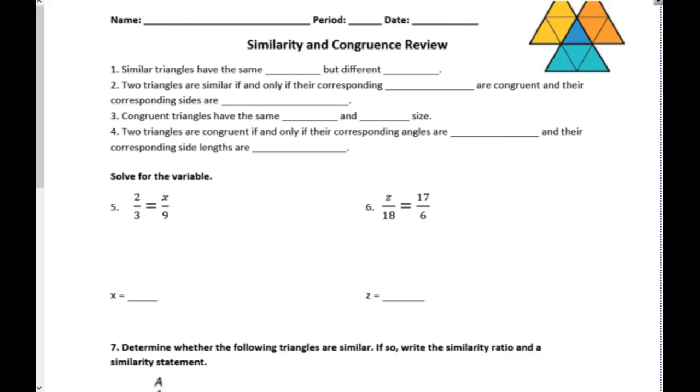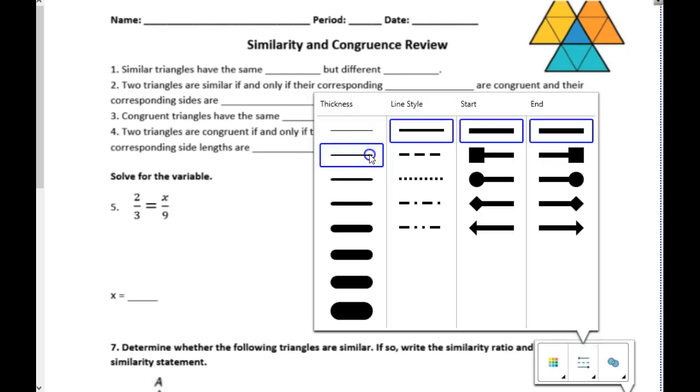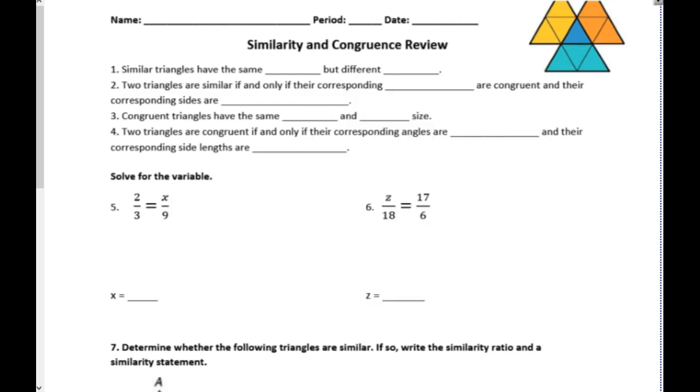Alright, let's do the similarity and congruence review. It says similar triangles have the same blank, but different blank. So they have the same shape, however, they have a different size. Two triangles are similar if and only if their corresponding blank are congruent. So remember, for similar, the angles are congruent, and the sides are not congruent. And I wouldn't put the word different here, I would put actually the word proportional.